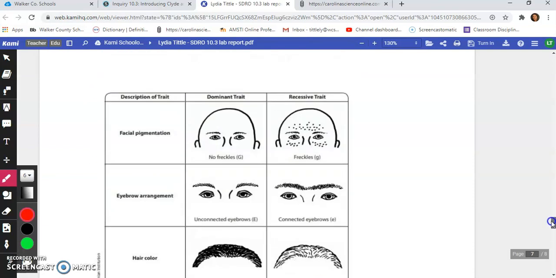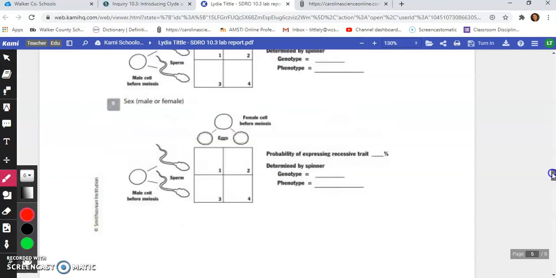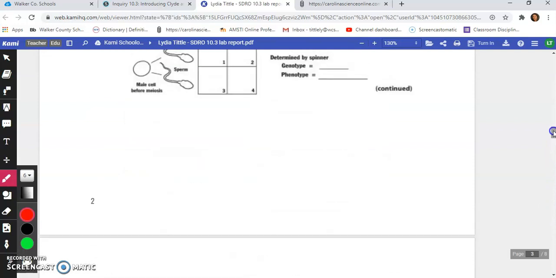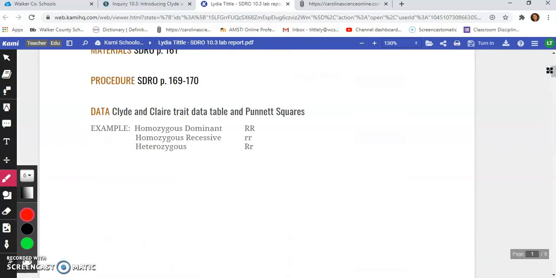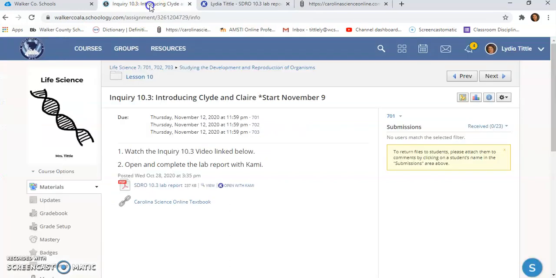So remember, this lab is long, so you can break it up into parts and do a little bit each day. We have about 3 different days set aside for you to do this lab. You start it on November 9th, but it is not due until November the 12th. So you have 3 days to complete this lab. So you can do a little bit at a time.